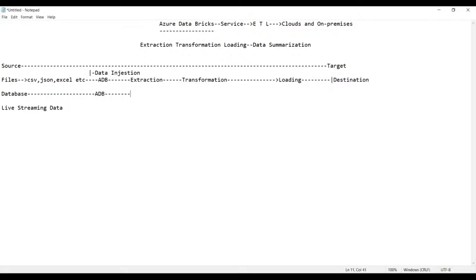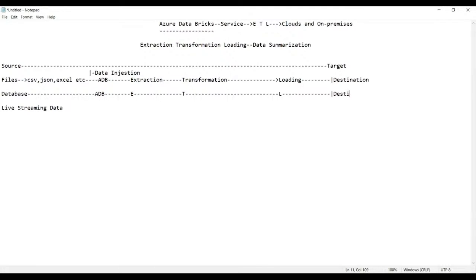And now again the same process, that is called E, extraction. Then you have T. T stands for transformation. Finally we put the data into loading. Loading is the final process, loading the data into the destination. Destination is the actual target.